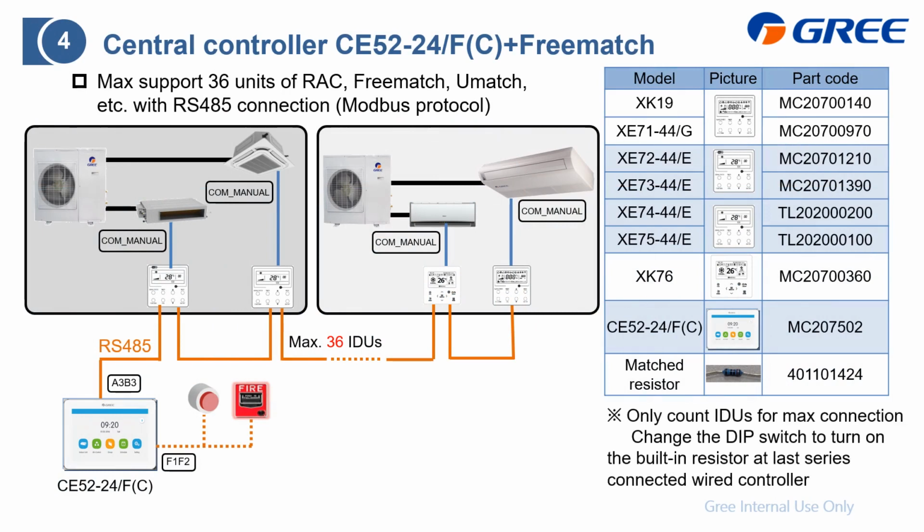This slide displays how to do the detailed wiring between the central controller CE52 and the FreeMatch. Basically, in this example, there are 2 FreeMatch systems. You can just count the indoor unit for the max indoor unit quantity. And basically, we apply the wired controller as an adapter to change the signal from the indoor unit to the central controller, which means you need to connect this wired controller to the indoor unit PCB on the COM manual socket.